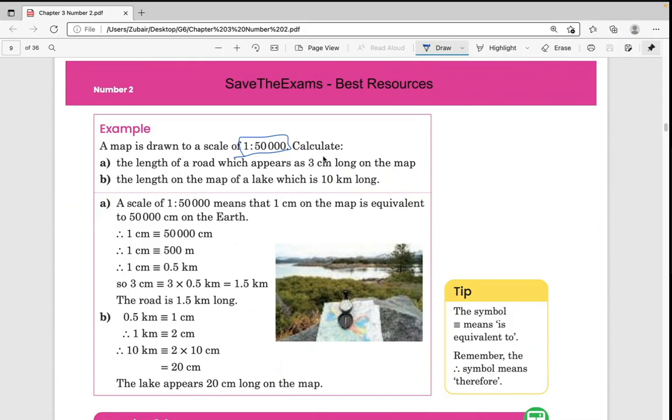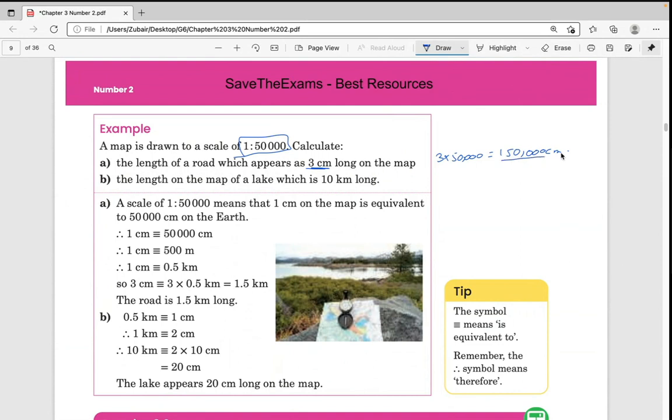Calculate the length of the road which appears 3 centimeter long on the map. So 3 centimeter on map would be 3 into 50,000 on real ground. That is 150,000 centimeters. Now the question is not telling us that we have to calculate the length of road in centimeter, millimeter, kilometer, anything. So I've done 150,000 centimeters.